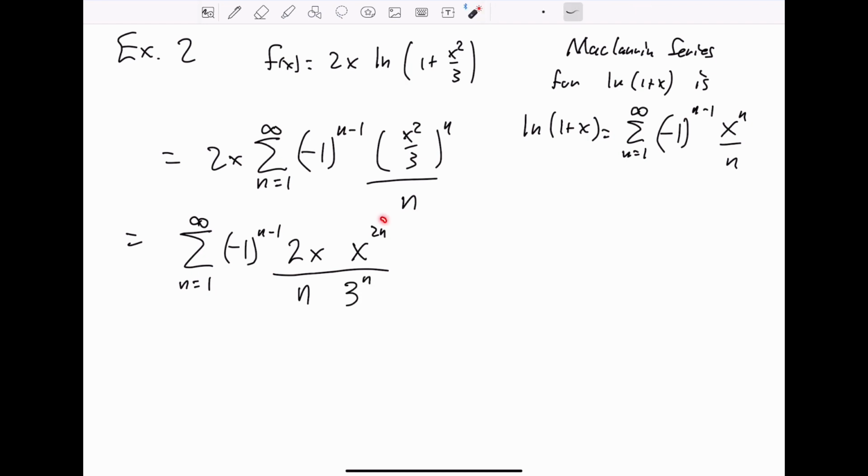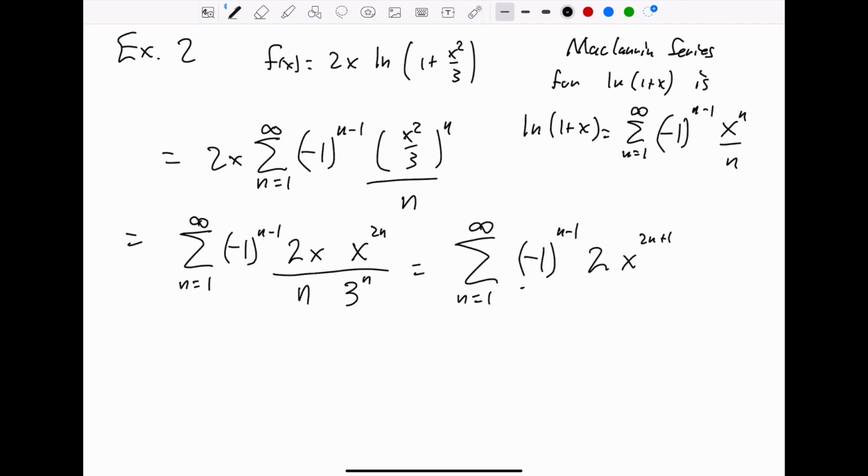So this x to the 2n comes from x squared to the n. 3 to the n comes from the 3 in the denominator here, raised to the n power. I can take one more step to simplify by combining the x times x to the 2n. I have the same base, so I can just add the exponents together. This is x to the first times x to the 2n, so that turns into x to the 2n plus 1. So my final answer here is the sum from 1 to infinity of negative 1 to the n minus 1, 2 times x to the 2n plus 1, divided by n times 3 to the n.